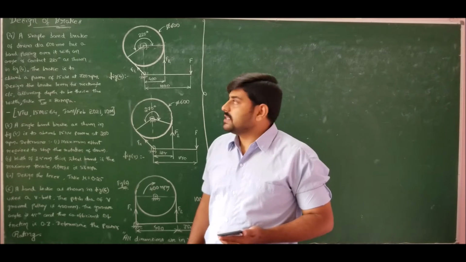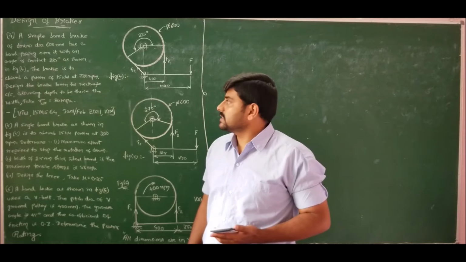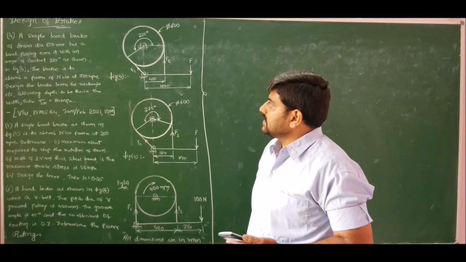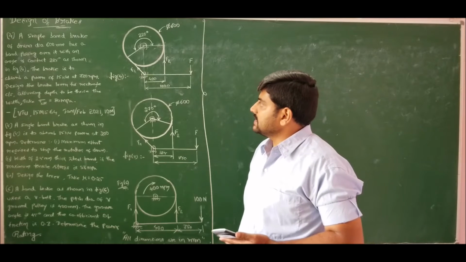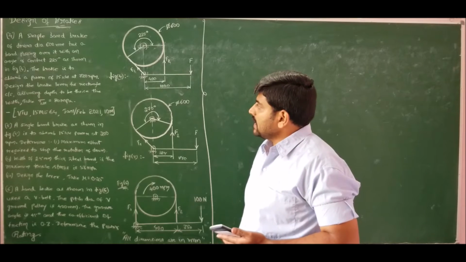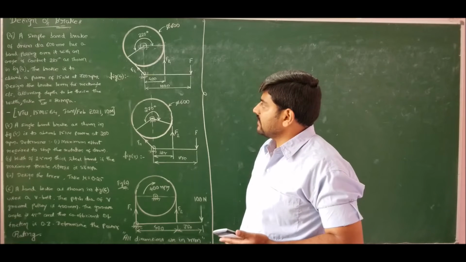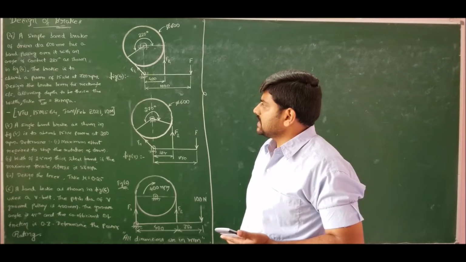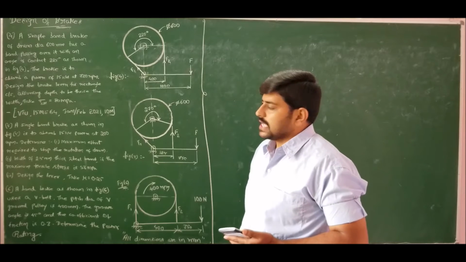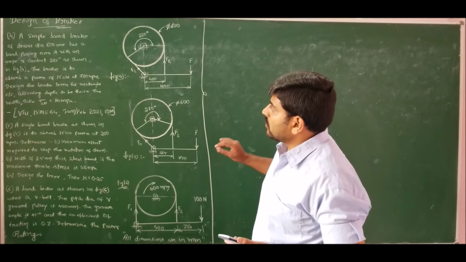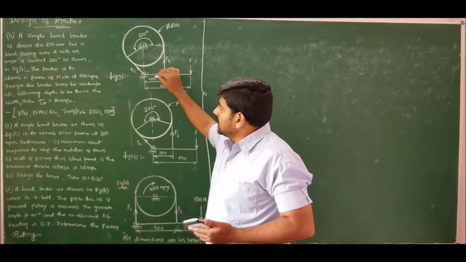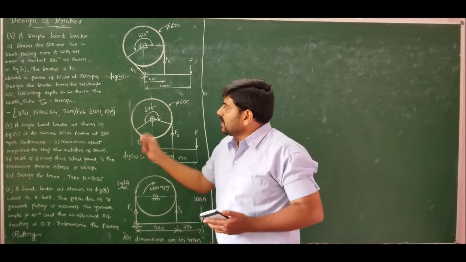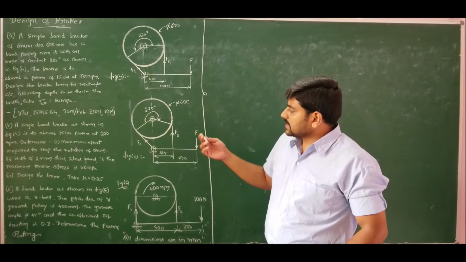Coming to problem number 4 of our discussion on design of brakes, which is based on simple band brake. It states that a simple band brake of drum diameter 600 millimeters has a band passing over it with an angle of contact 225 degrees, as shown in figure 4. The brake is to absorb a power of 15 kilowatts at 720 rpm. Design the brake lever for rectangular cross section, assuming depth to be thrice the width. Take allowable stress as 80 megapascals. So for this problem, I just have to design this lever, that is, determine the breadth and depth of this lever, assuming it has a rectangular cross section. Let us solve this problem.